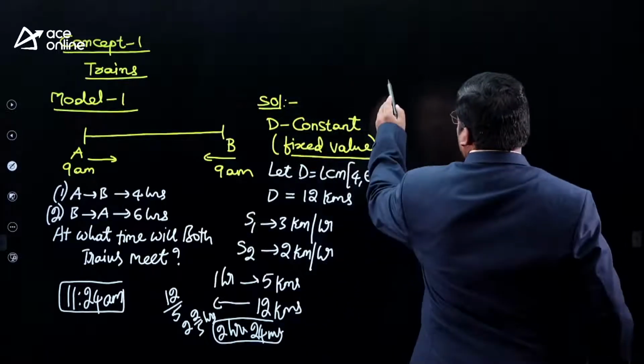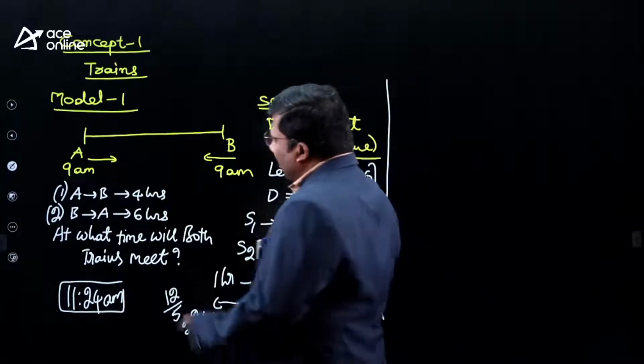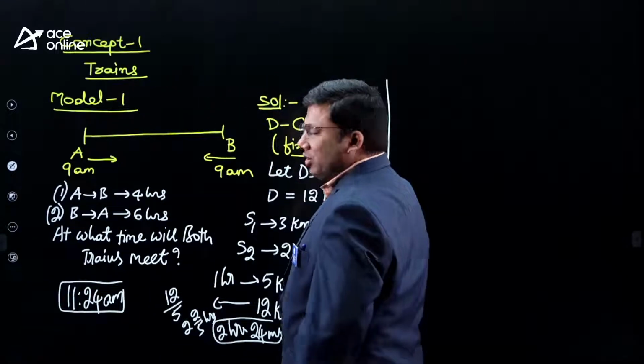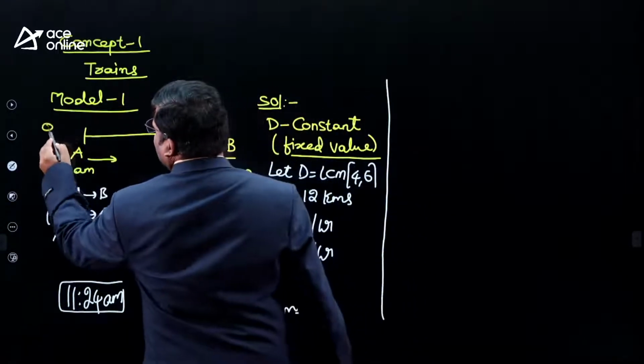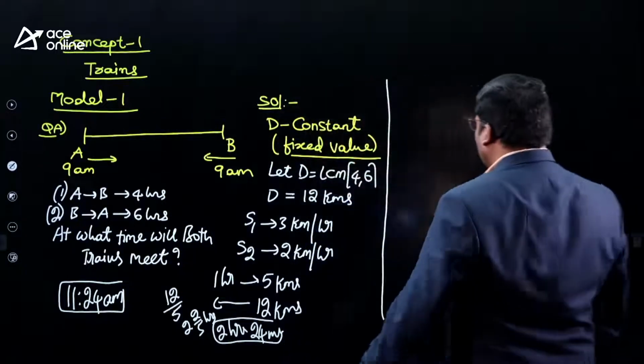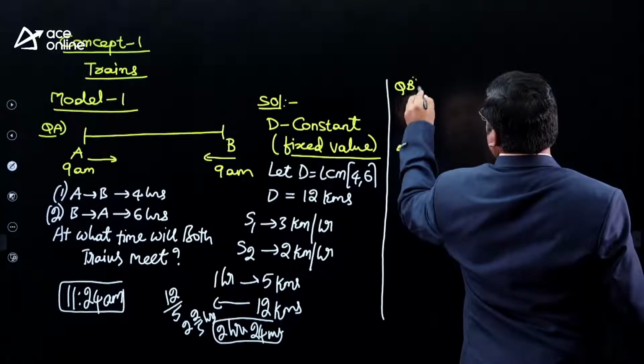I hope it is clear. The more you solve the problems, the more clarity you will get. I hope the model 1 first problem is very much clear to you. Let me name this problem as question A. Now let me take another question, a parallel similar model, question B.